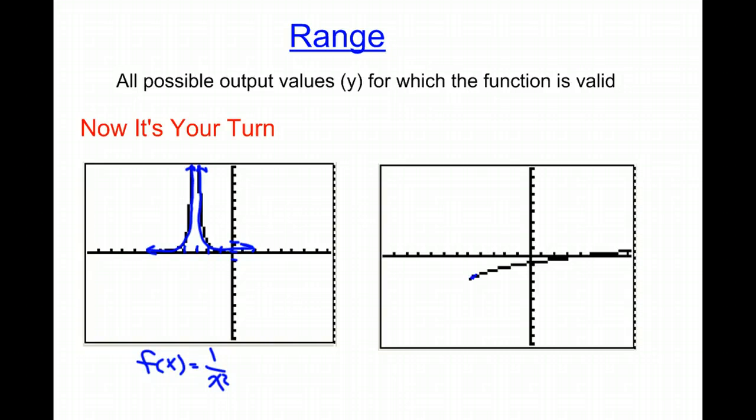We have this graph here that starts, we have -1, -2, -3, -4, -5, -6. And you want to find the range for this parent function, f of x equals the square root of x.